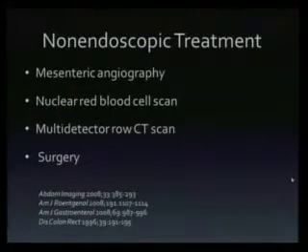It has been used extensively for those GI bleeds that we're not able to find in the colon. And as I talked about, multi-detector row CT scanning is now becoming a possibility and becoming more mainstream with regard to finding a source of bleeding. And surgery is the last resort that we use for lower gastrointestinal bleeding.